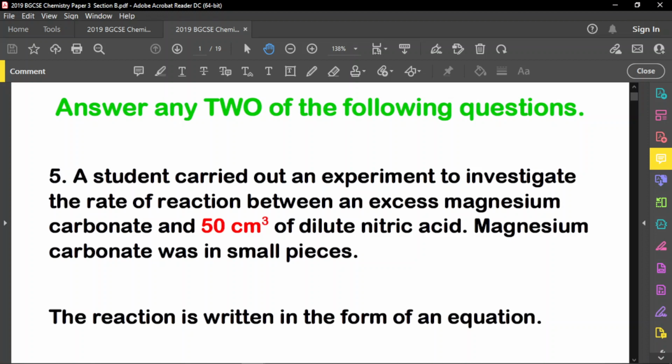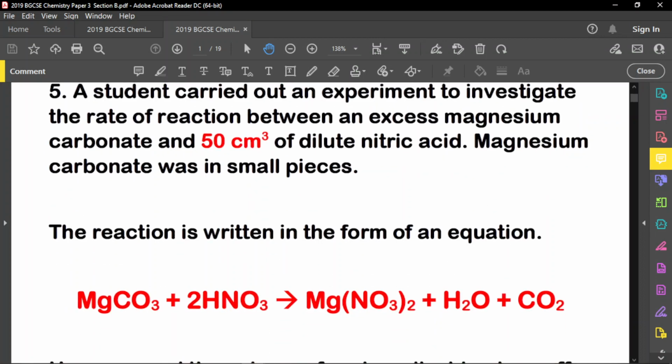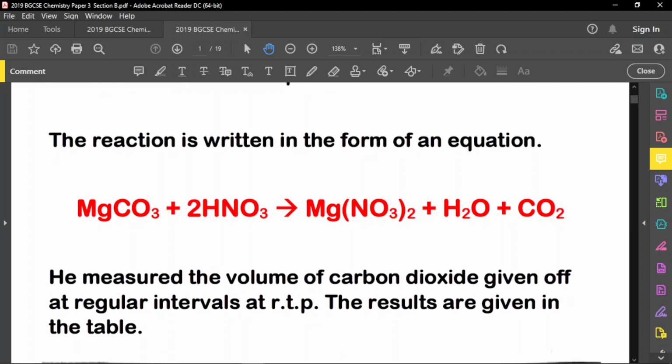And so the first one here, which is number 5, is a student carried out an experiment to investigate the rate of reaction between an excess of magnesium carbonate and 50 centimeters cube of dilute nitric acid. Magnesium carbonate was in small pieces. Now the reaction is written in the form of an equation, and so we have magnesium carbonate reacting with nitric acid here to give you magnesium nitrate, water, and carbon dioxide. Again, you know that carbonate reacts with acid, produces salt, water, and carbon dioxide. The order is not really important because you can put the carbon dioxide first. It's just that it must have the reactants and products on their appropriate sides.